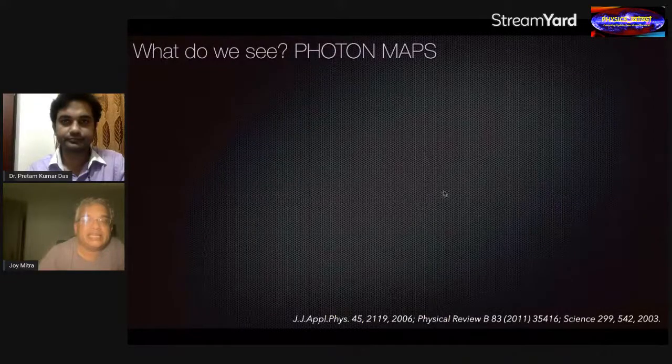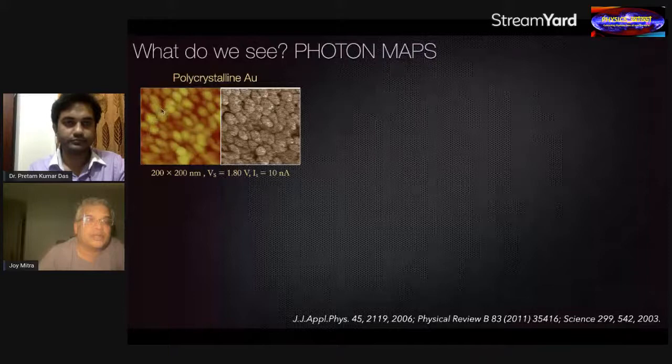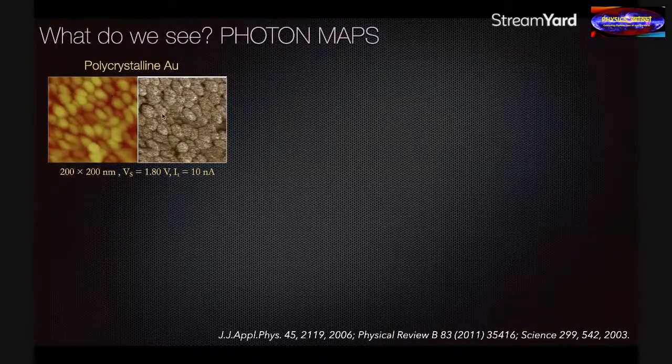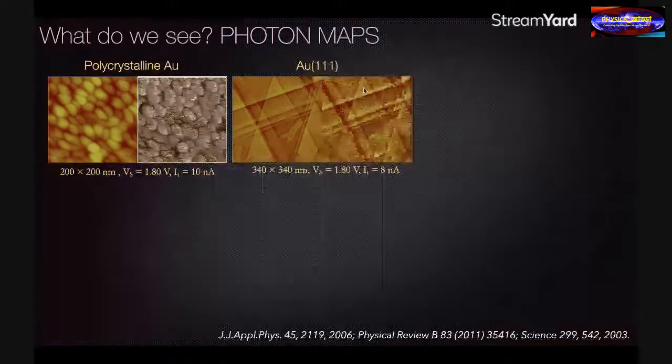So what do we actually see? Apart from the light, we can actually see the photon maps, and you can see here the surface of a polycrystalline film of gold, a topographic image, and a simultaneously acquired photon map. This is actually light coming out from these gold islands. This is a single crystalline one, and you can see again the topographic map, and the light or the photon map. Light is coming out from this junction and the tunneling electrons.